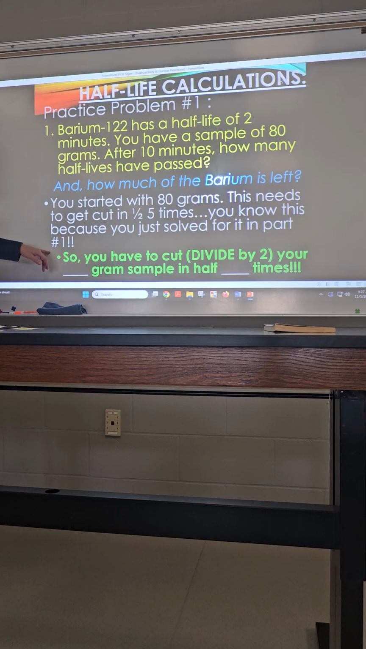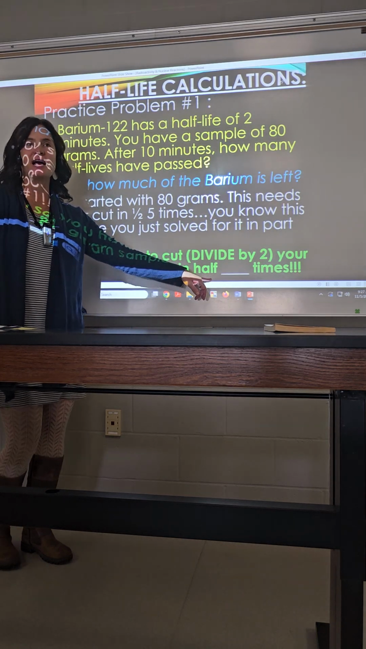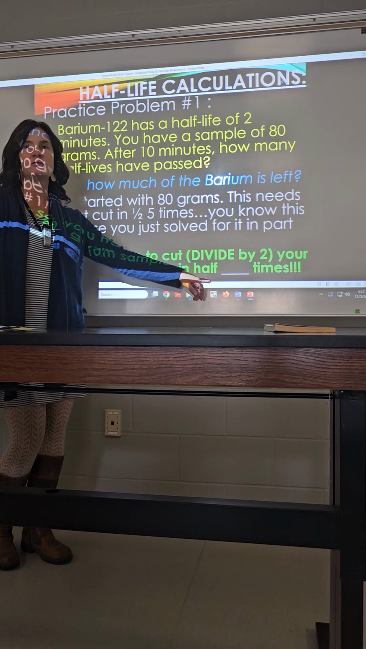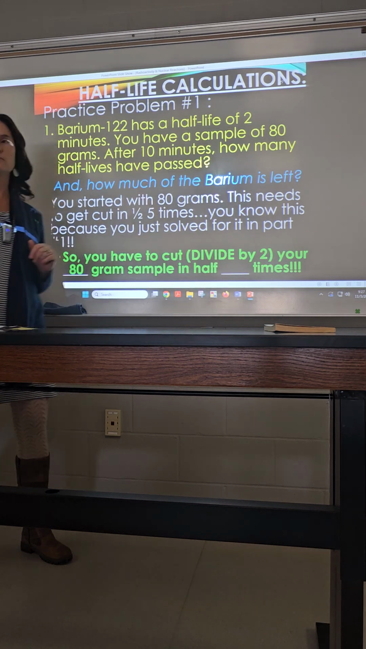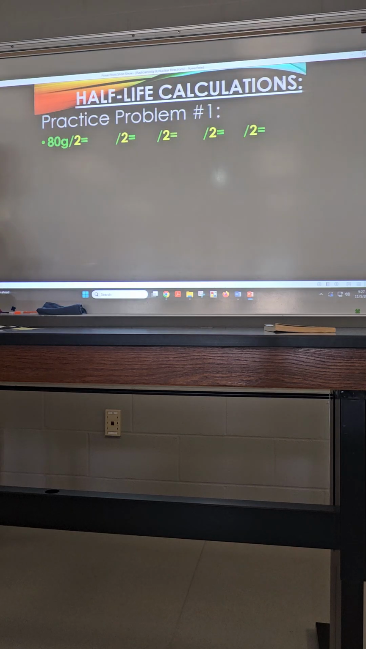All right, so we have to cut or divide by 2. How many grams did we start with? What do you think, Josie? 80, right? So we had 80 grams. How many times do we have to cut it in half? How many half-life cycles did we go through? 5, right? So we're gonna take our 80 and cut it in half 5 times.